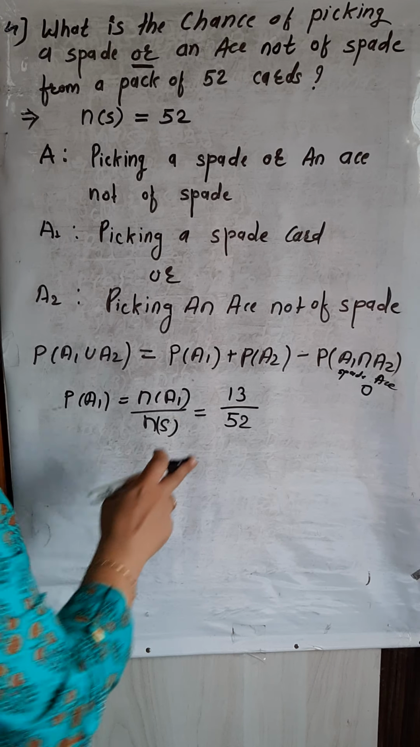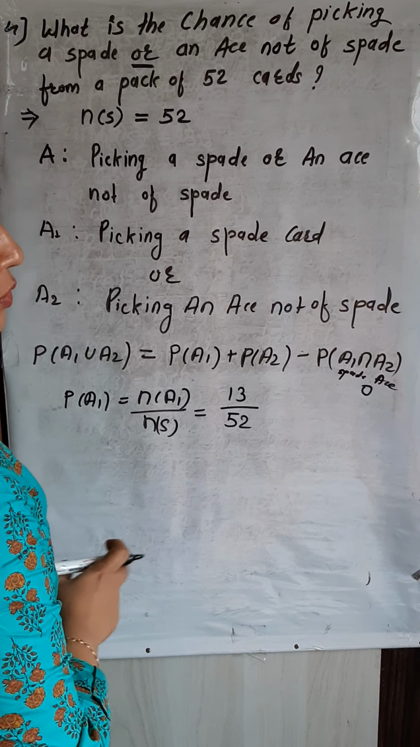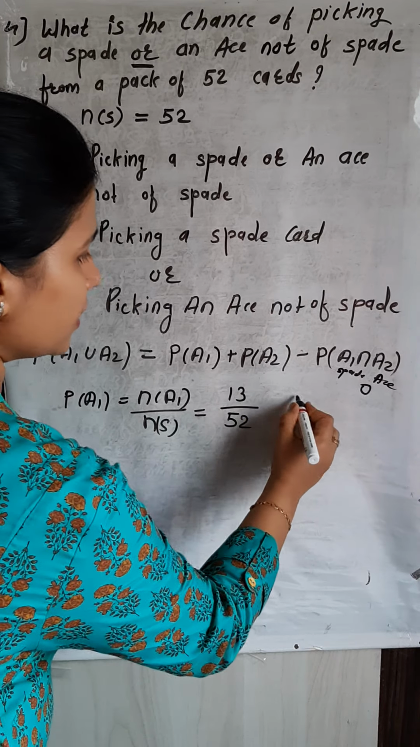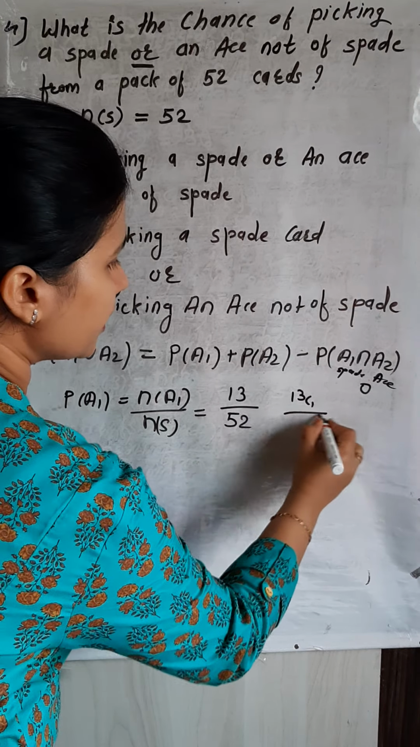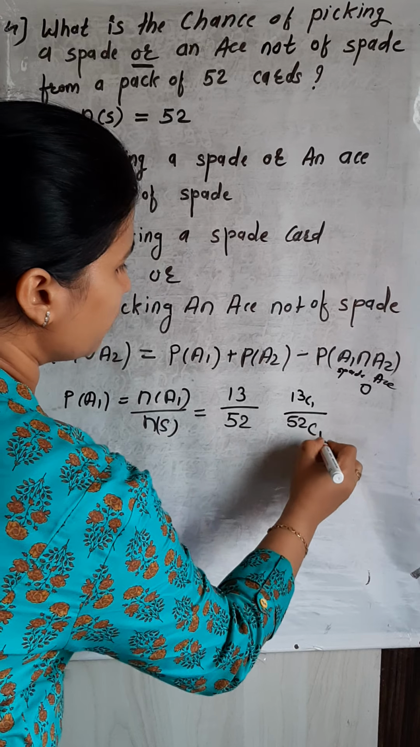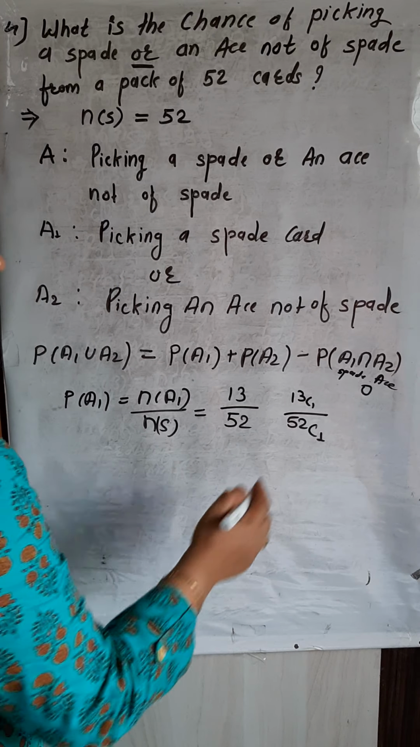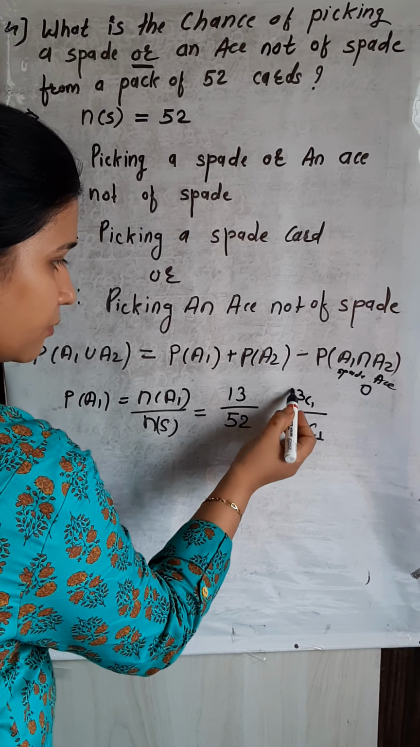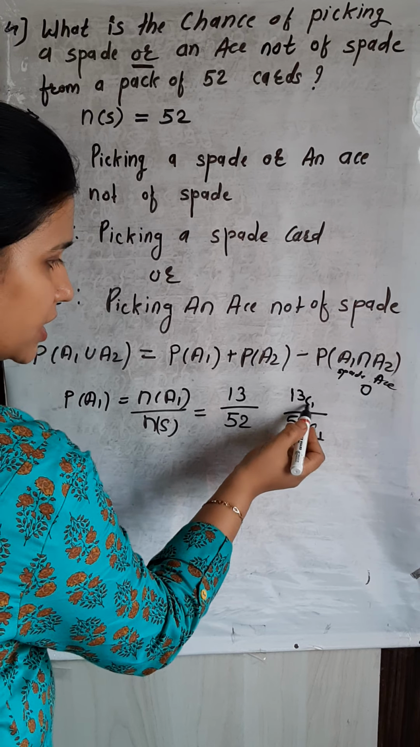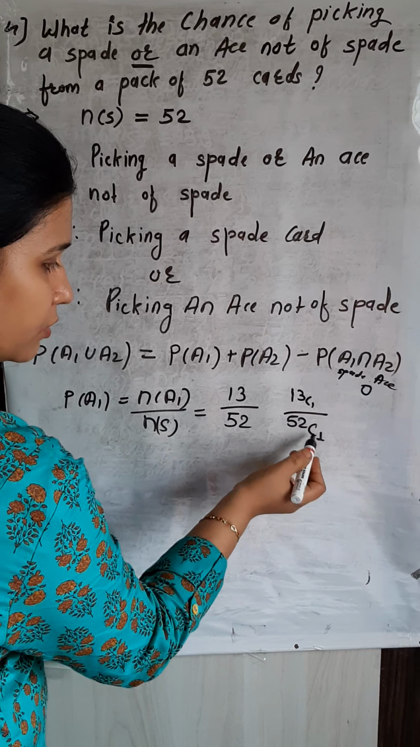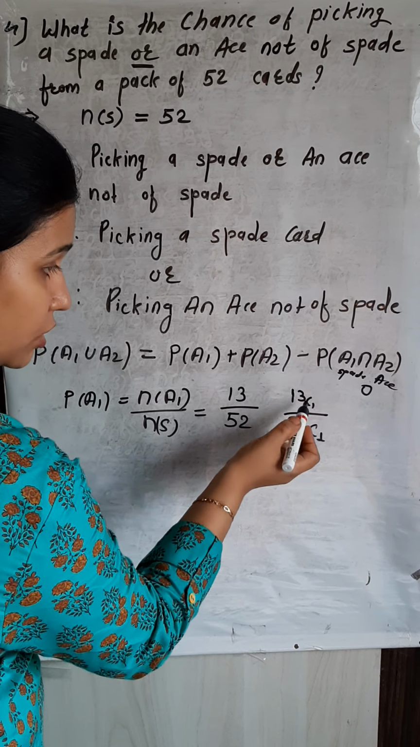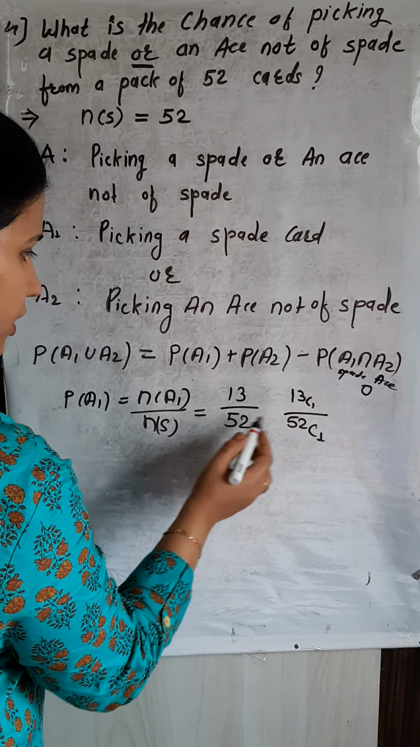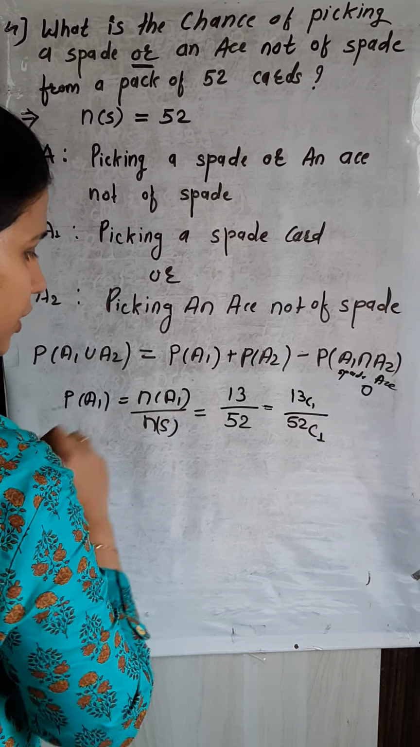Then why should I am writing here 13? Because when you do combination 13C1 divided by 52C1, actually the formula is this, but when we select only one element, the combination will give you the same value. 13C1 will give you 13 and 52C1 will give you 52. Means you are choosing one number from 13 and one number from 52. That's why your value will be equal to 13 by 52.